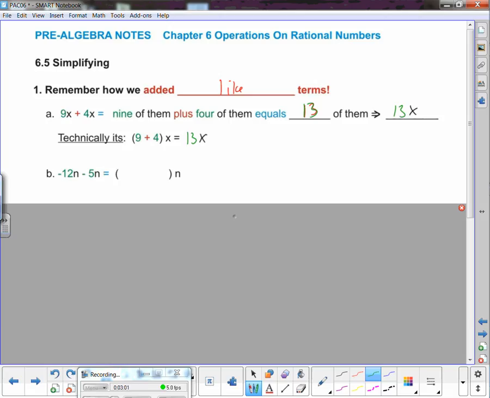All right, so anyhow, just to review. So technically, if we were going to do B technically, we would say negative 12 minus 5, right? But again, in regular thought, we'd say a minus 12 of them and another minus 5 of them gives you minus 17 of them, right? A negative 17n.